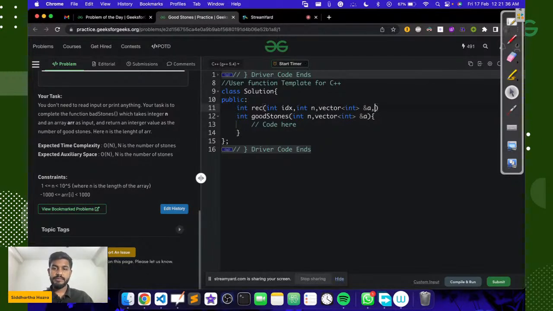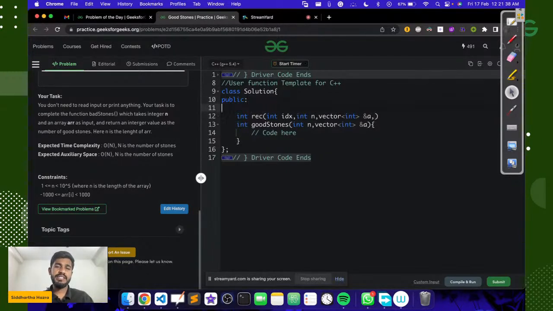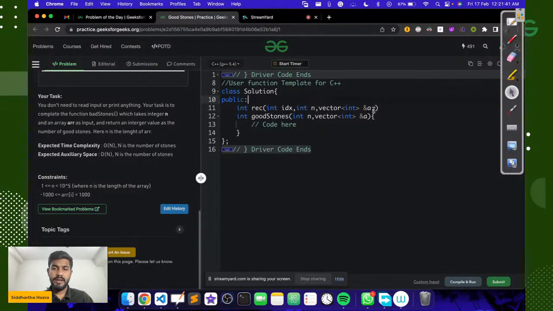And the next thing we need is a DP. So we would say vector, and to be honest, you don't really need the DP array.